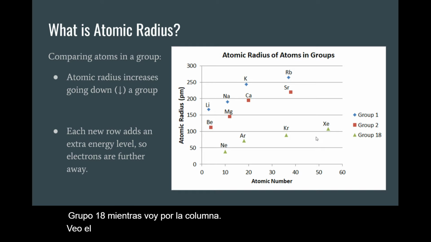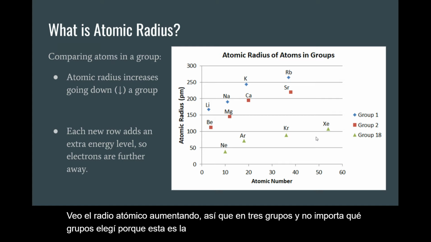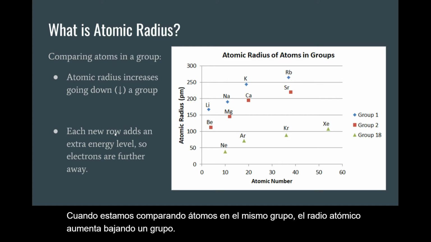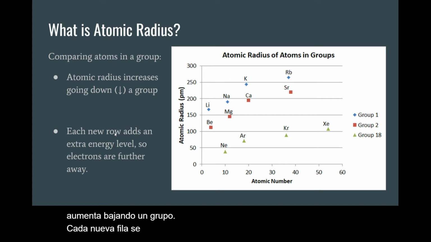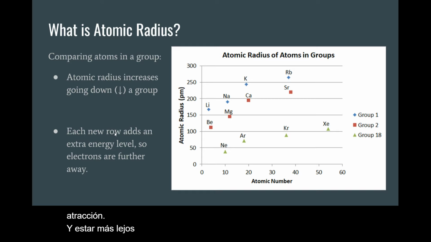So in three groups, it doesn't matter what groups I picked, because this is the trend for atomic radius when we are comparing atoms in the same group. The atomic radius increases going down a group. Each new row is adding an extra energy level, and this energy level puts the electrons further away from the nucleus. So there is less attraction, and being further away from the nucleus means that atom is going to be bigger.